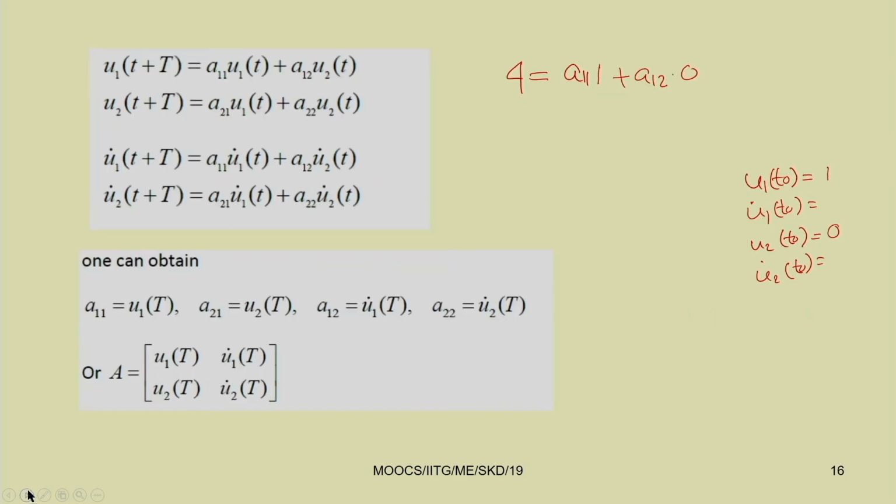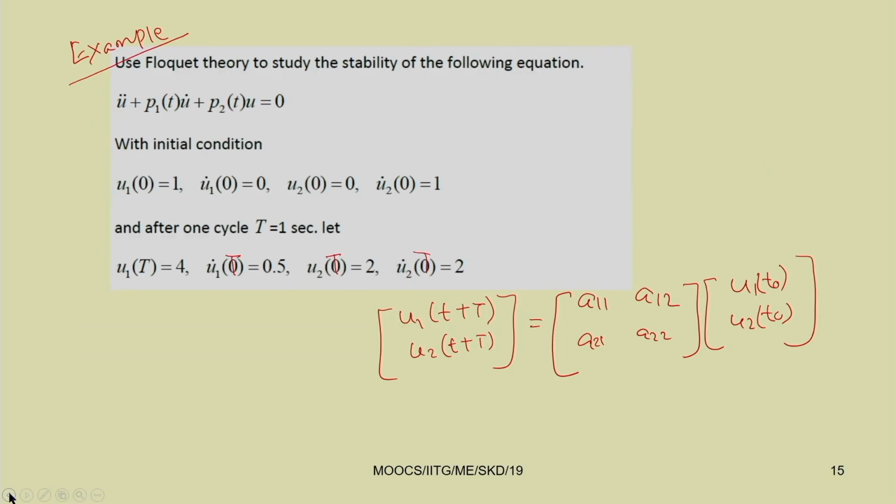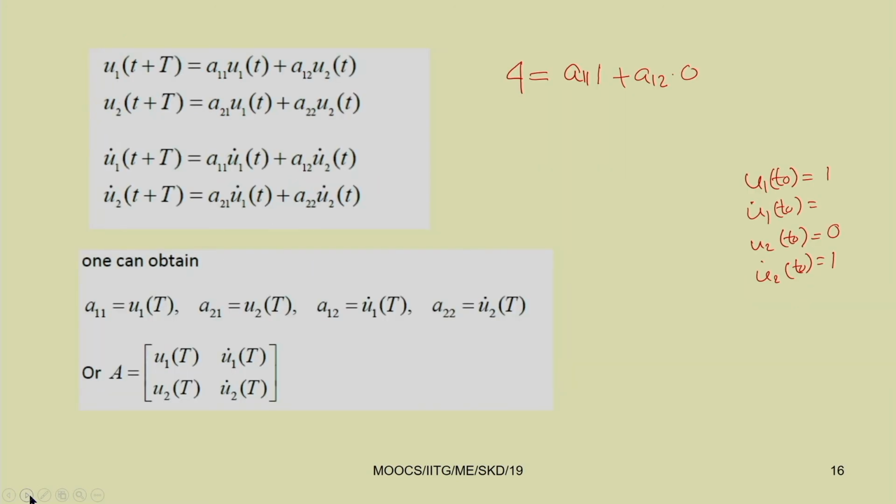So, U2 0 equal to 0 and U2 dot equal to 1, and U1 dot is also given to be 1, and these other values are U1 t equal to 4 and U2 t equal to 2. So, let us now write the second equation.